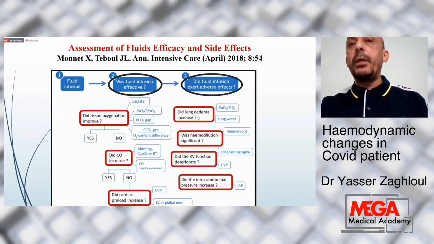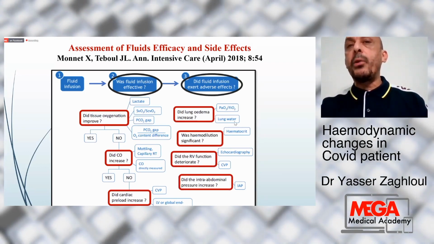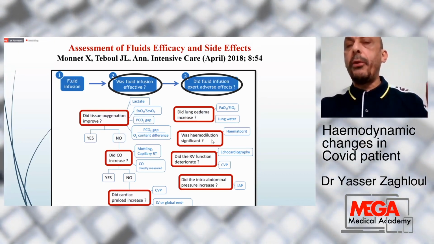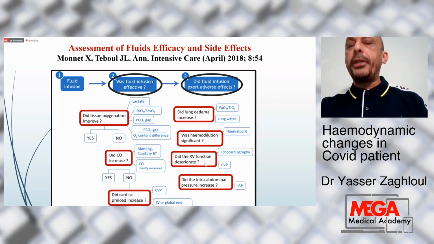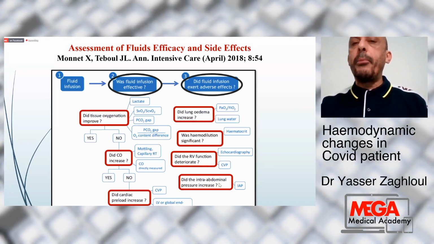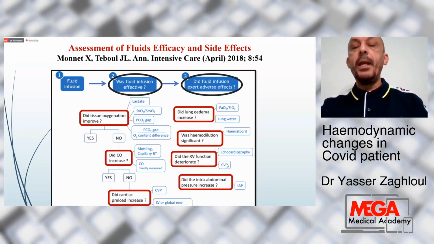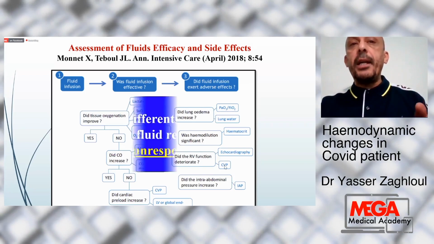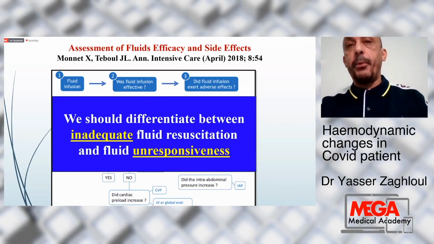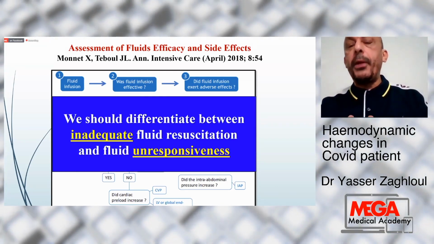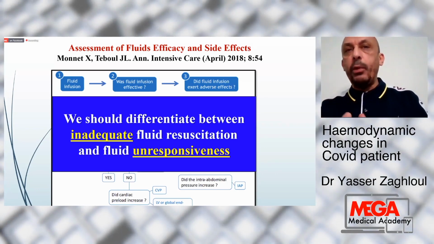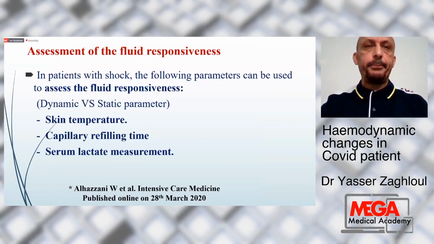Side effects: increased lung edema, so you have poor oxygenation and increased lung water. Hemodilution, hematocrit is dropping without significant loss of blood because of the fluid over-resuscitation. Did the right ventricle deteriorate? You should assess with echo or CVP. And the patient's intra-abdominal pressure may increase with extra fluid resuscitation. So in general, you have to decide if this patient has adequate fluid resuscitation or volume unresponsiveness. Because in some patients unresponsive to the fluid, you may give more fluids, and this, of course, may have side effects. So you have to differentiate between adequate fluid resuscitation and fluid unresponsiveness.